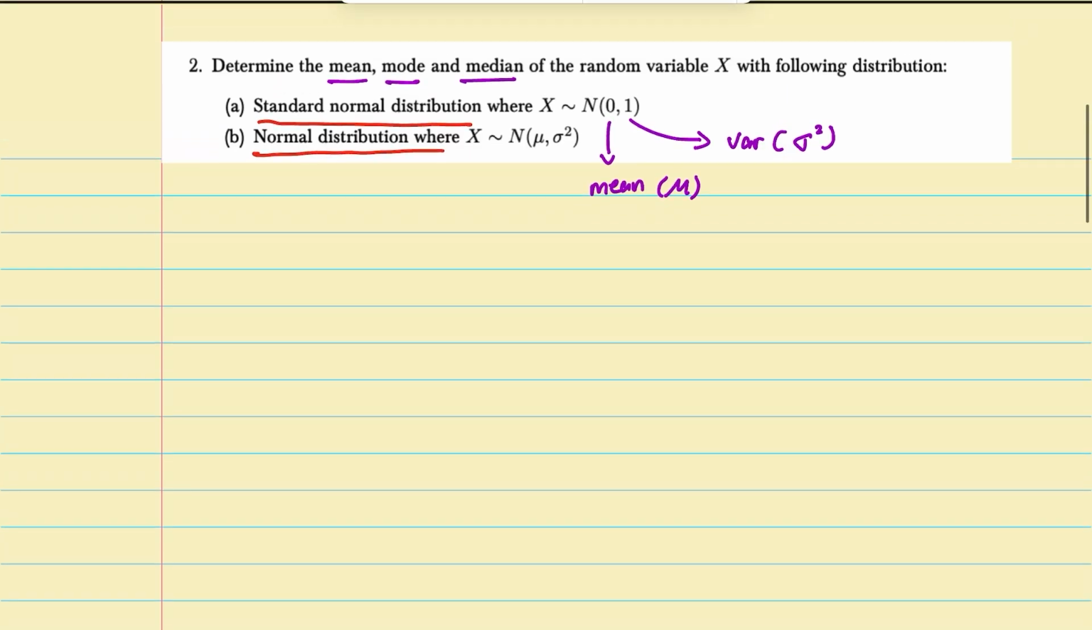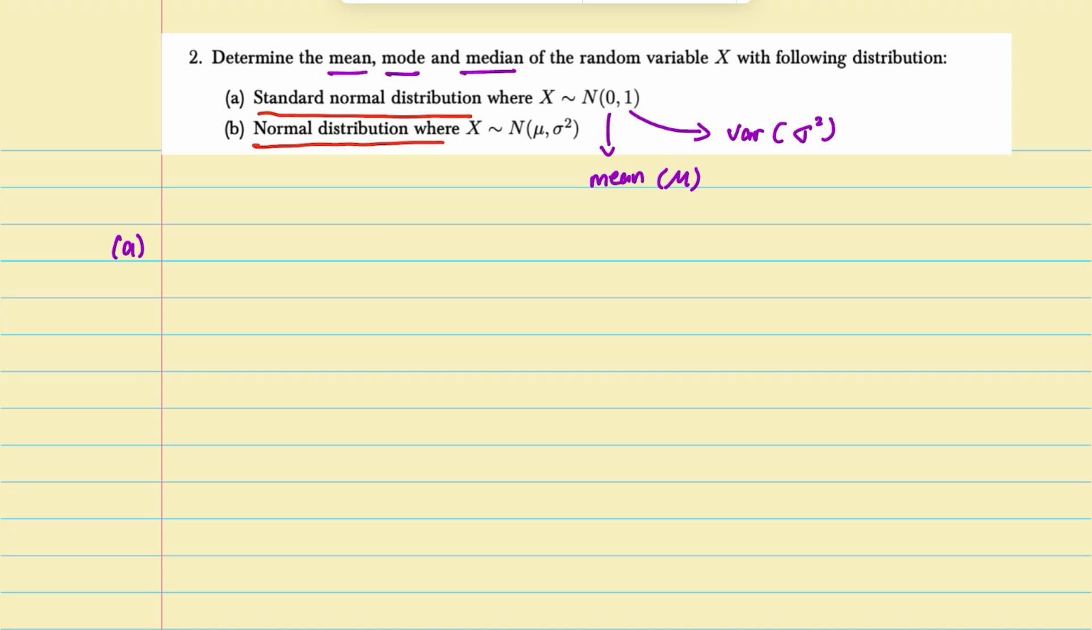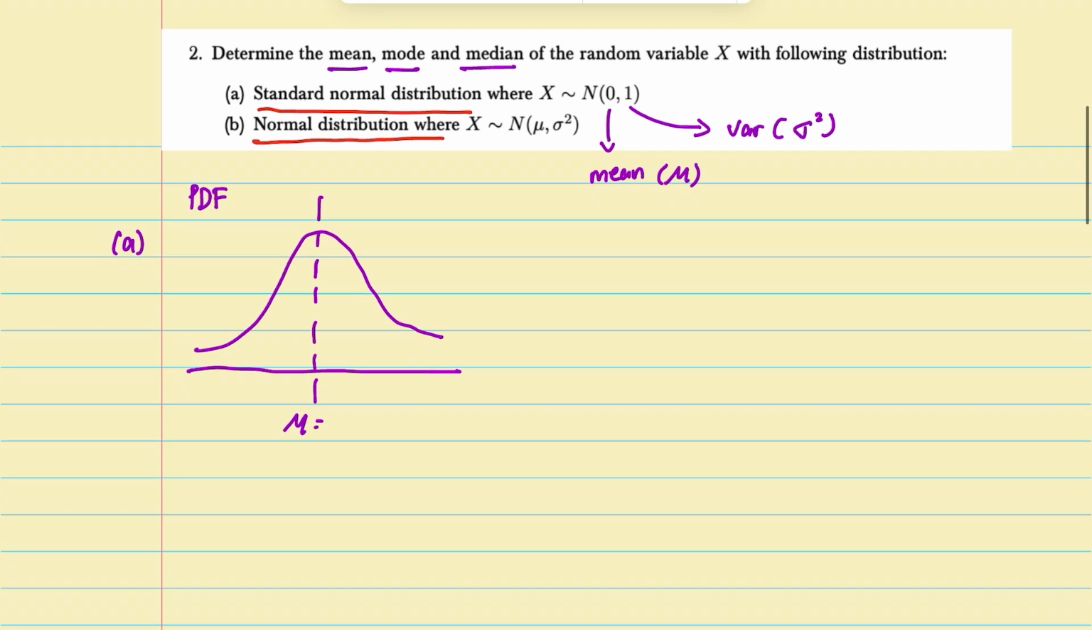So we can directly solve this question. For part A, let's draw the PDF of the standard normal distribution. So this is the PDF. This is always mu in the middle, and mu here is 0, which is also the mean. Then for the mode, we can just see the top here, the number with the highest frequency, which is also 0.